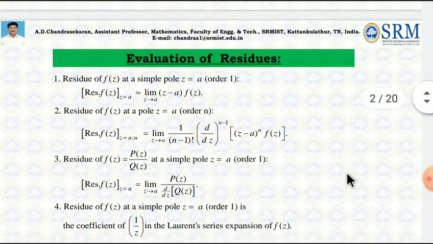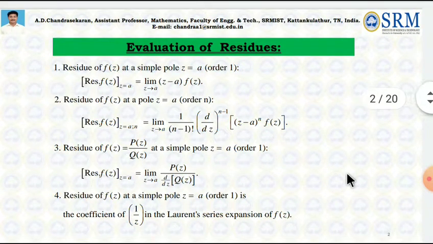This second slide clearly shows you the formulas for the evaluation of residues. The first formula is for f of z at a simple pole z equal to a. Simple pole means the order is 1. Then the residue of f of z at z equal to a is equal to the limit as z tends to a of z minus a into f of z.